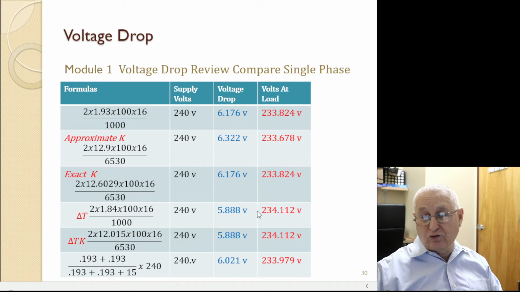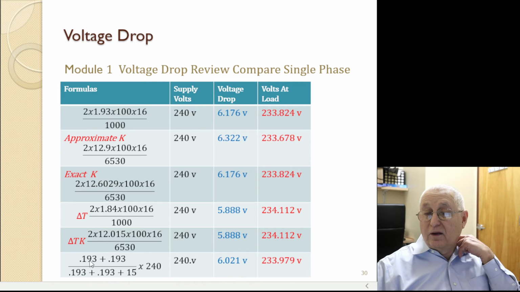And that compares with what we had in this formula here of using exact K, 2 times 12.015 times 100 times 16 divided by CMA. We also get 5.88 volts, 234.12 volts at the load.